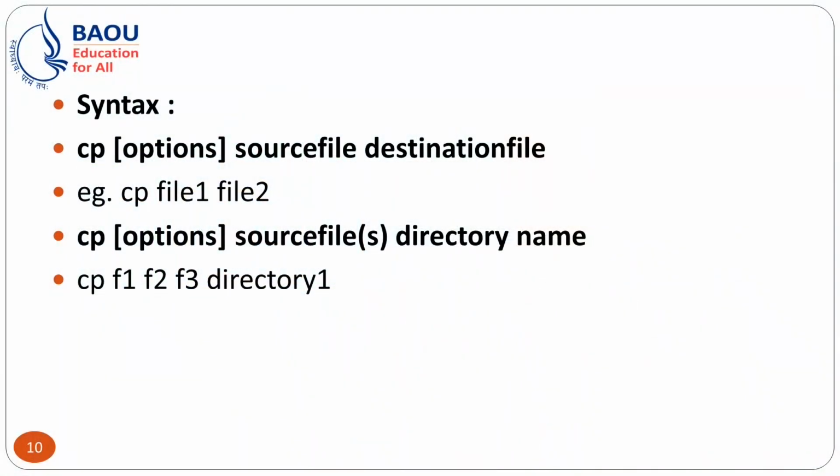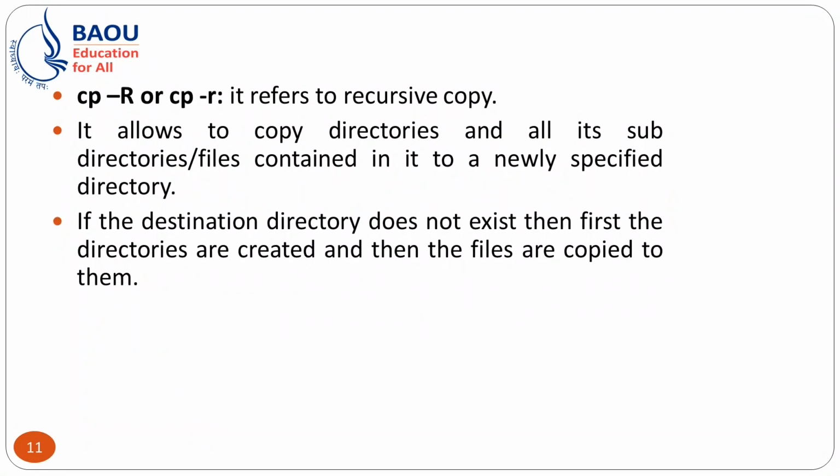So you can see here in this example cp, f1, f2 and f3, these 3 files will be copied into directory 1, right? So here you can copy multiple files into some directory. So this is the cp command. Now another option, that is R, capital R or small r, that is recursive copy. Now sometimes, suppose you want to copy the whole directory structure into some other directory.